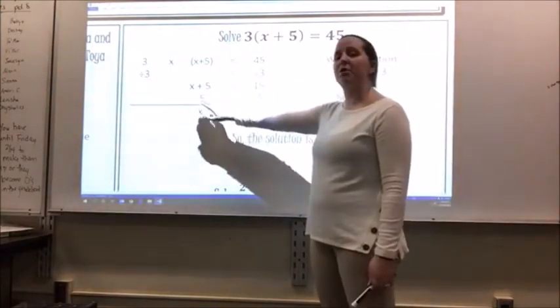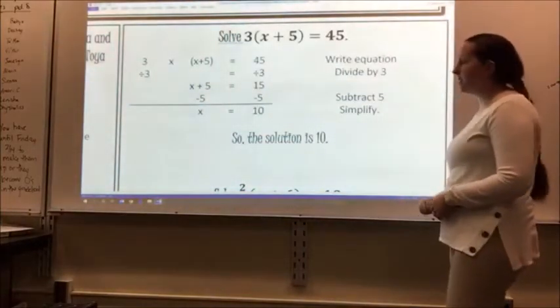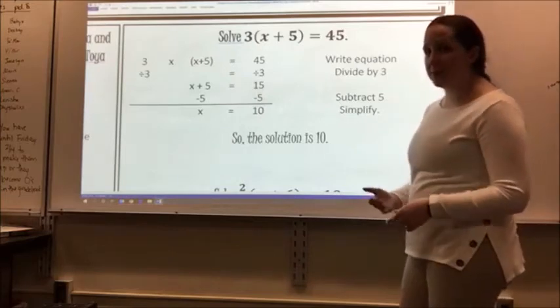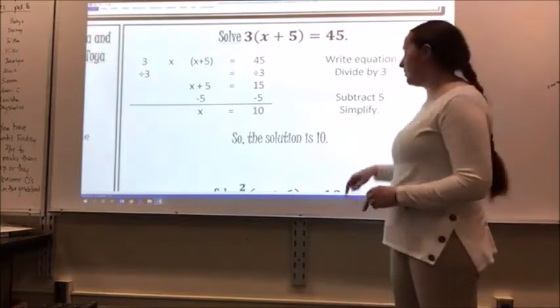Now I need to subtract 5 from both sides. So 15 minus 5 equals 10. So my solution is 10. Again, I can substitute this back in. 10 plus 5 is 15, times 3 gives me 45.